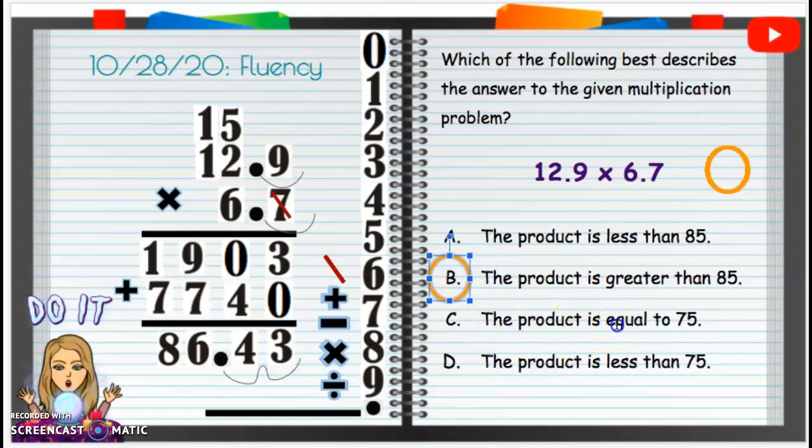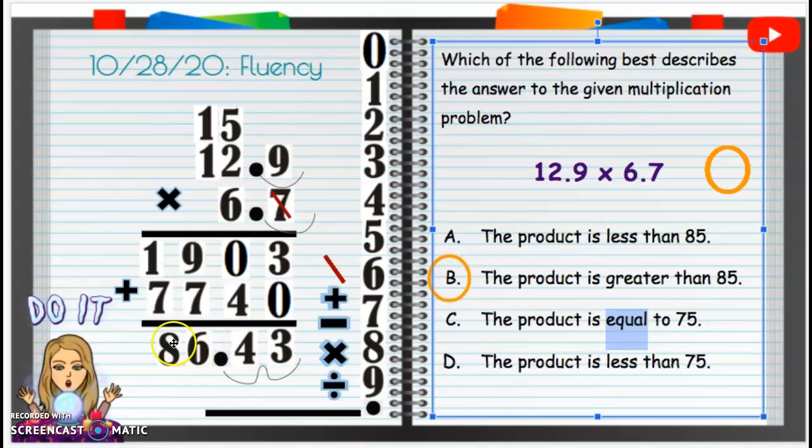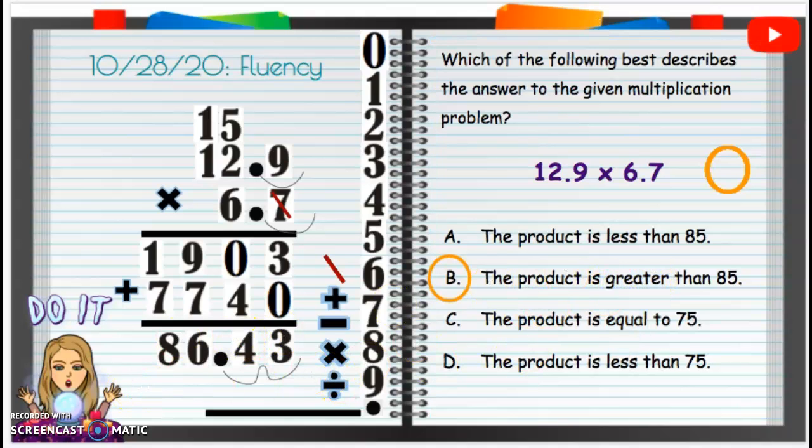The product is equal to 75? No, it's not 75. Is the product less than 75? No, so the product is greater or bigger than 85. So that answer is going to be B, and that is it for our fluency.